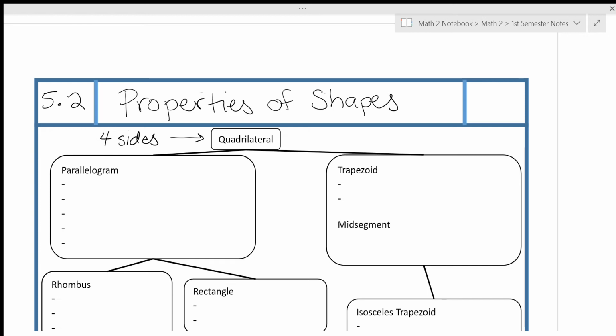So first type of shape we're going to talk about is called a parallelogram. Again, hopefully a word that we recognize as having talked about before. And if we have a quadrilateral that has any of these 5 properties, then we can classify it as being a parallelogram. So here's the 5 properties that make a quadrilateral a parallelogram. They have opposite sides that are parallel.